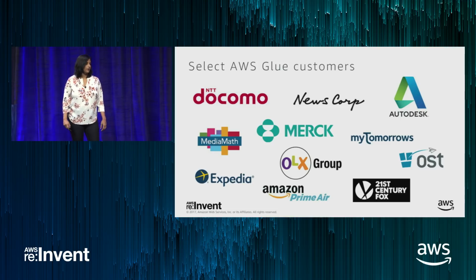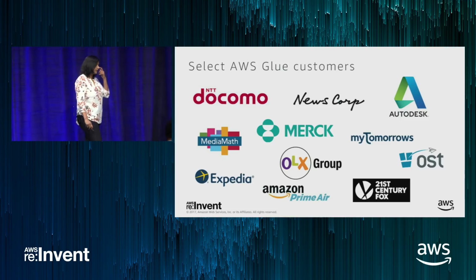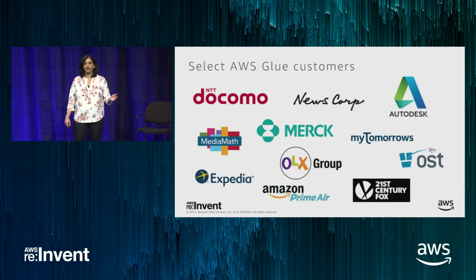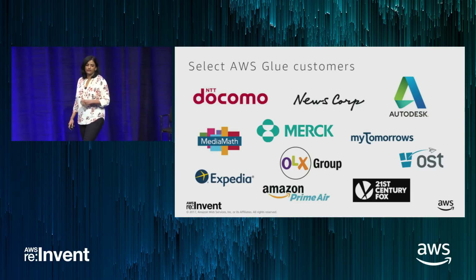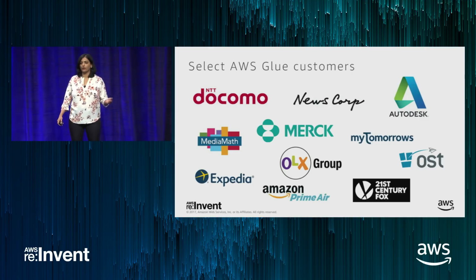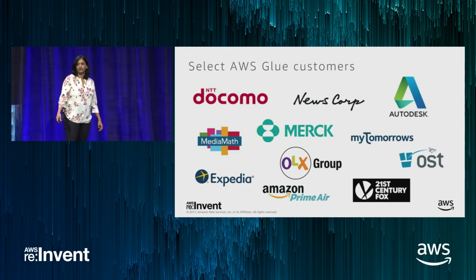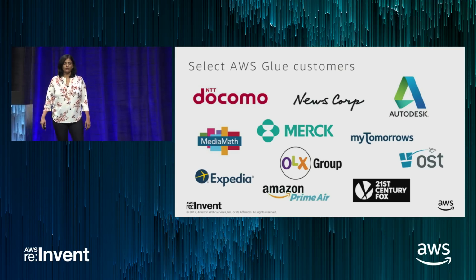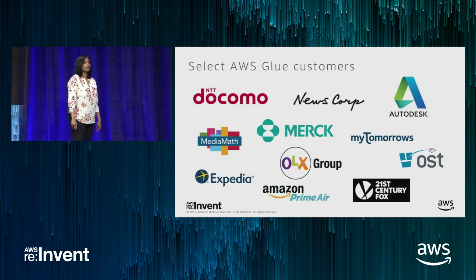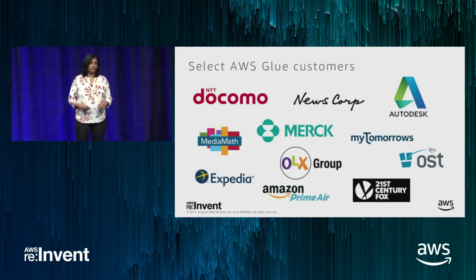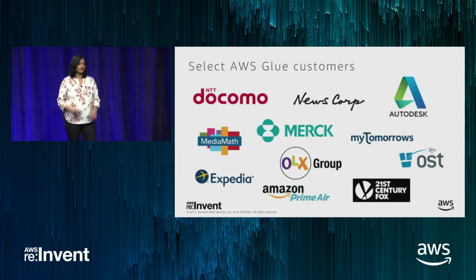These are some of our customers. We have customers who are migrating their enterprise data warehouses to Amazon Redshift using Glue. We have others who are getting raw data, converting it to a columnar format like Parquet, repartitioning it, and storing it on S3 so that it can be easily queried with Athena as well as Amazon Redshift Spectrum. And then we have yet others who are building their machine learning algorithms using Glue.